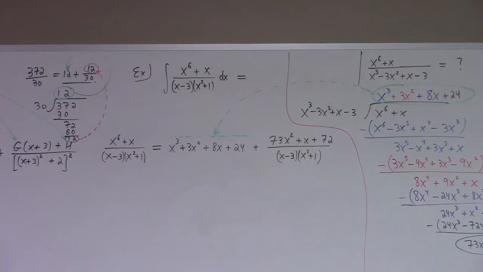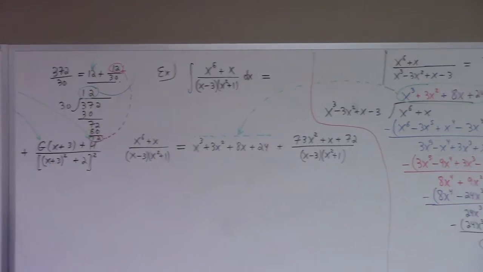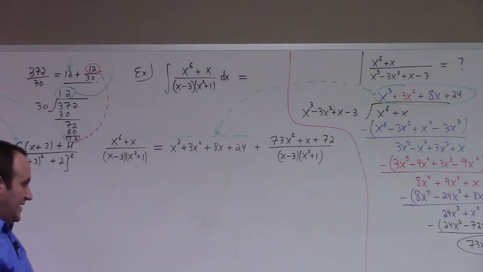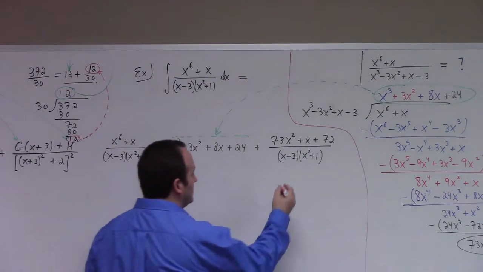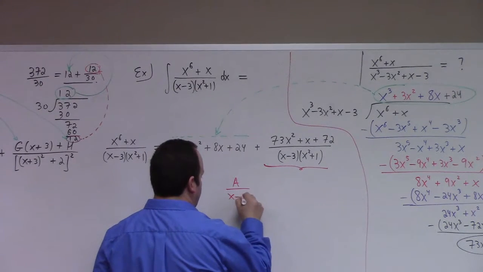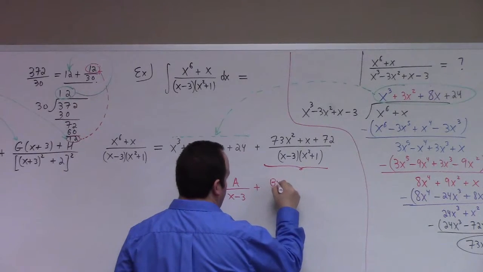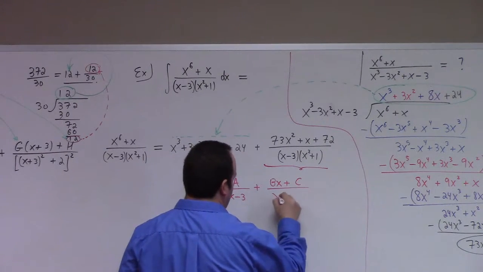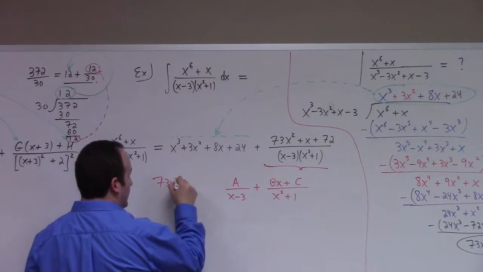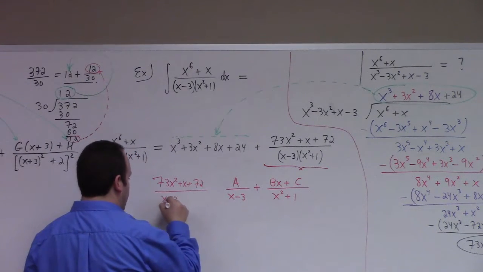Now the reason we do this, of course, is that we can integrate the polynomial, right? You can integrate this, this, this, and this. Good to go, right? And the rational function that remains, well, this we'll say is going to be a over x minus 3 plus bx plus c over x squared plus 1, right? So that's going to be 73x squared plus x plus 72. And now we got to work that out to finish the problem, right?